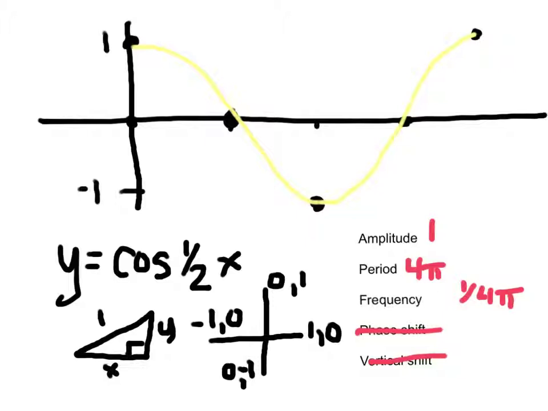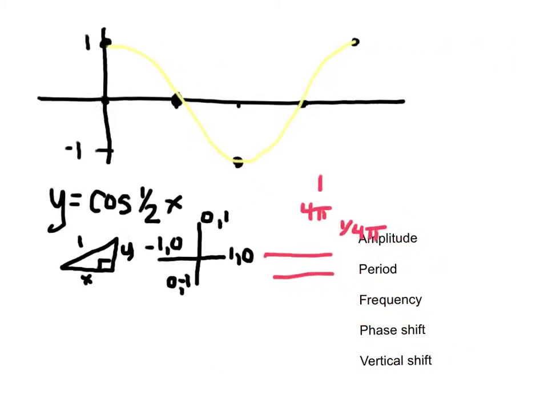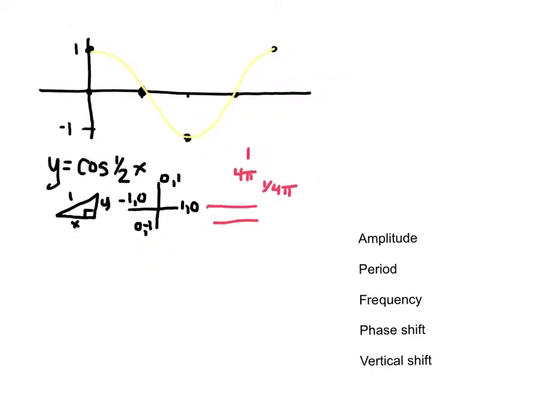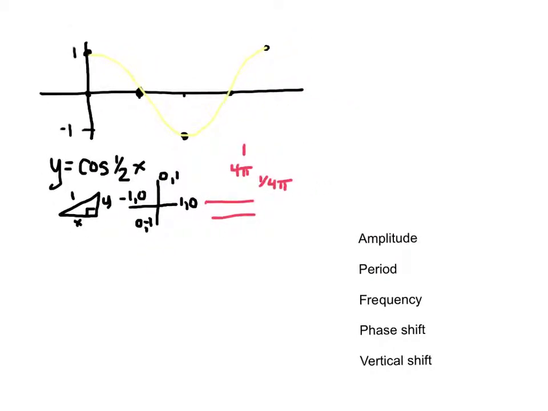So my period got twice as long, which means I'm going to need more room here. So there's my cosine graph, and this point right here is 2 pi. I want it to go all the way out to 4 pi. So the first thing I'm going to do is extend my graph. So 2 pi, double that, here's 4 pi.